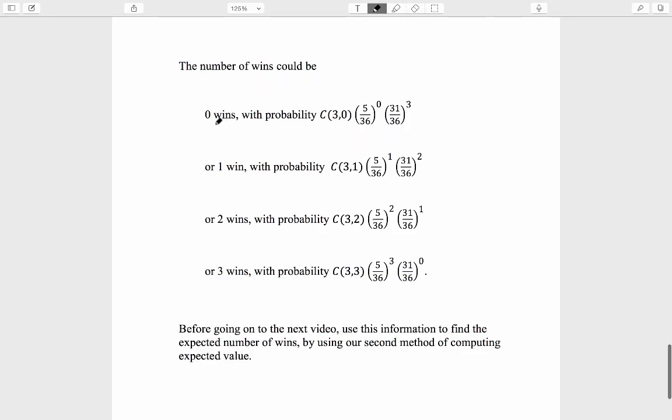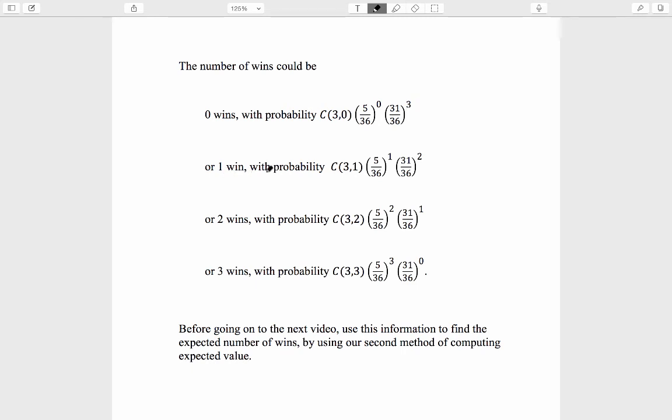So the number of wins could be 0, with probability 3 choose 0, 5/36 to the 0, times 31/36 to the 3. Right? This is the probability of 0 successes in 3 trials. So little p, the probability of success on a single trial, raised to the number of successes, which here is 0. Then probability of failure raised to the number of failures, which here is 3.